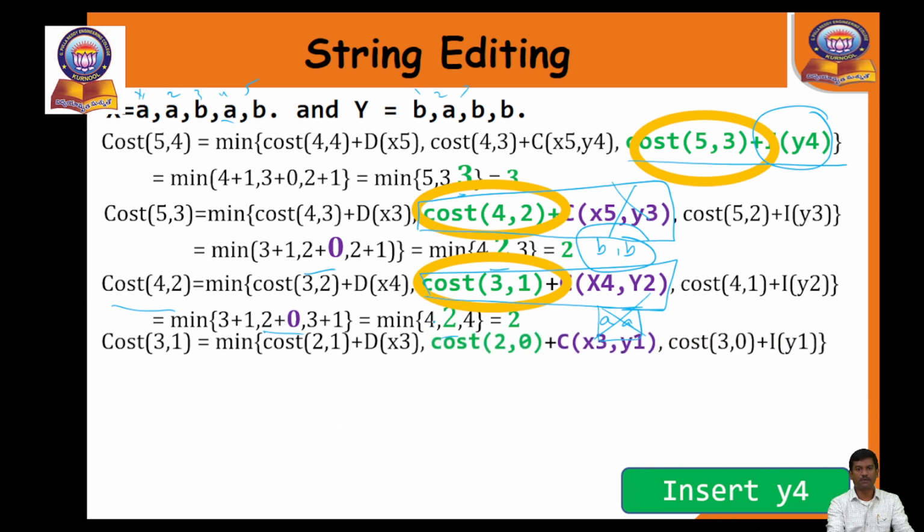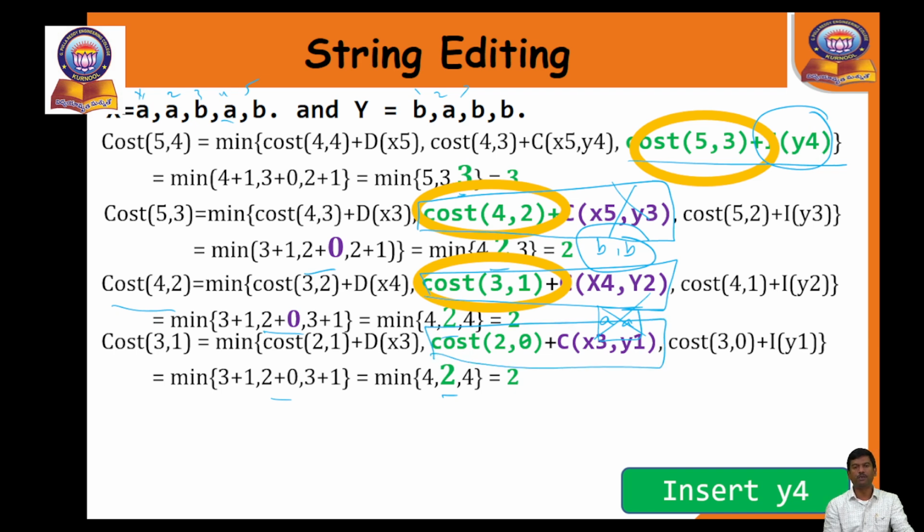And what is the formula related to cost of 3 comma 1? And what is the part that has resulted in the minimum? That is 2. So this particular part has resulted in the minimum value equal to 2. And observe the c of x3 comma y1. What is x3? x3 is equal to b. And what is y1? y1 is equal to b. So here b, b, both the letters are the same. So this should not be taken into consideration, into the solution.